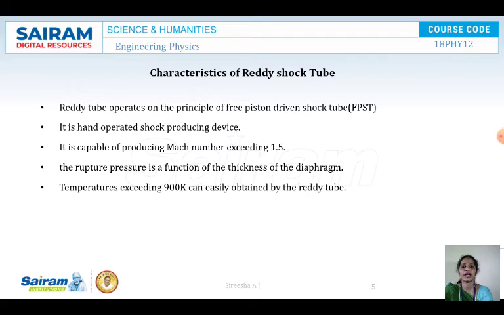It is a hand operated shock producing device. It is capable of producing Mach numbers exceeding 1.5. That means you can create Mach numbers greater than 1.5. The rupture pressure is a function of the thickness of the diaphragm, and of the force with which you push the piston. The more the pressure and the less the thickness, the more readily the shock wave is generated. Temperatures exceeding 900 Kelvin can easily be obtained by the reddy shock tube. These are the characteristics of a reddy shock tube.